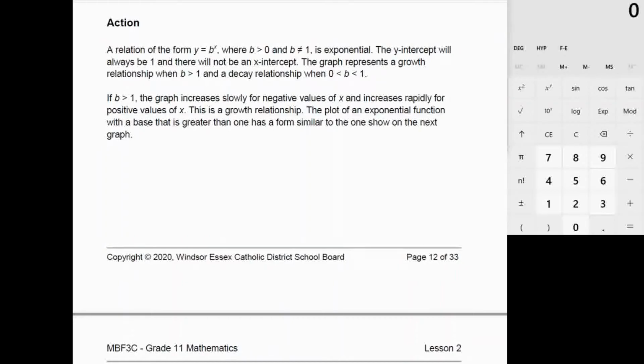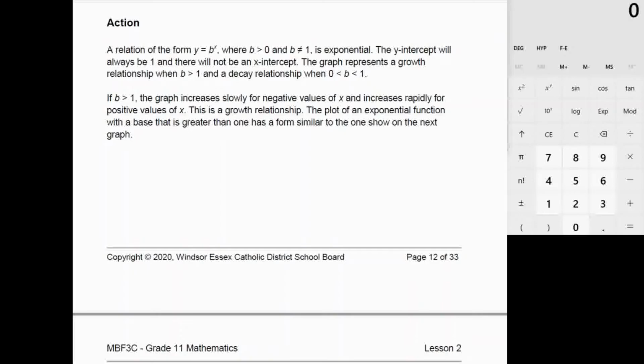So when we have an exponential relation of the form y equals b to the power of x, the y-intercept is always 1, and it does not intercept the x-axis. It'll get close to the x-axis, but it will not intercept it. It'll have what we call a horizontal asymptote at the x-axis. And when b is greater than 1, we have what's called a growth relationship, and when b is between 0 and 1, we have what's called a decay relationship. We'll look at what those two mean shortly as well.